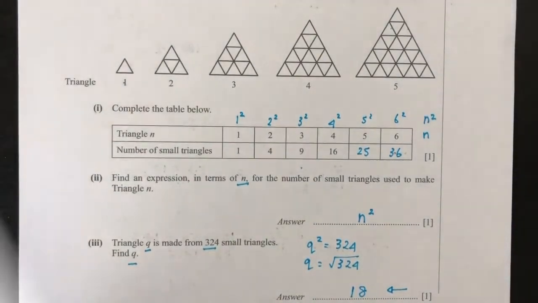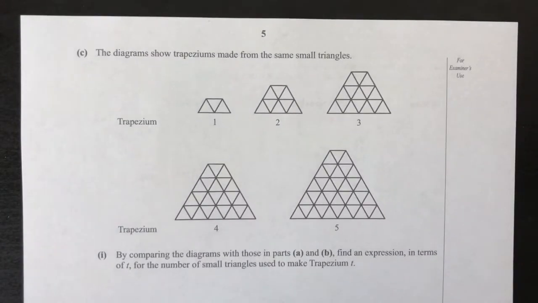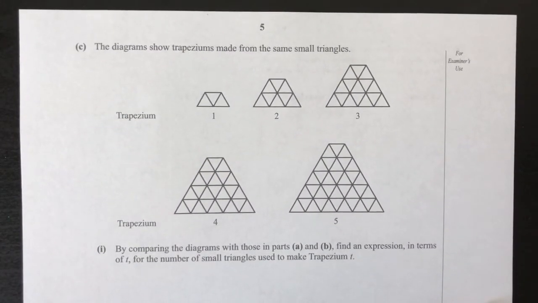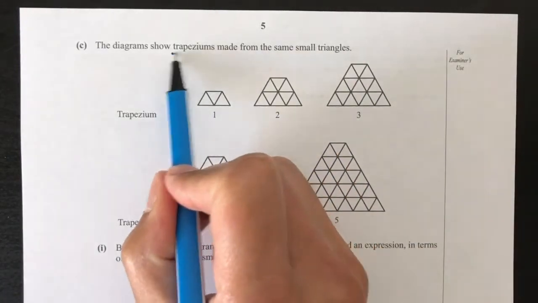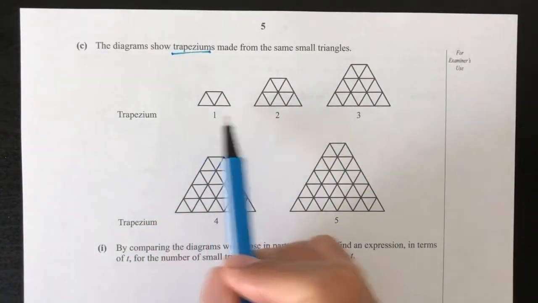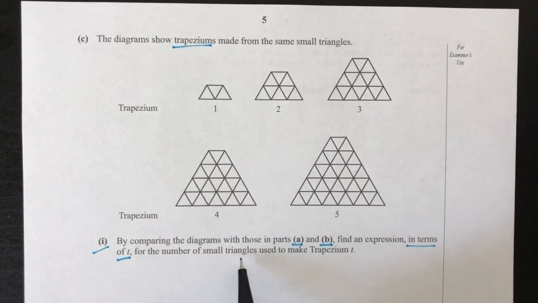Let's move on to part C of the same question. It says the diagram shows trapeziums made from the same small triangles. Trapeziums, okay, as you can see here. So part 1, by comparing the diagrams with those in parts A and B, find an expression in terms of T for the number of small triangles used to make trapezium T.